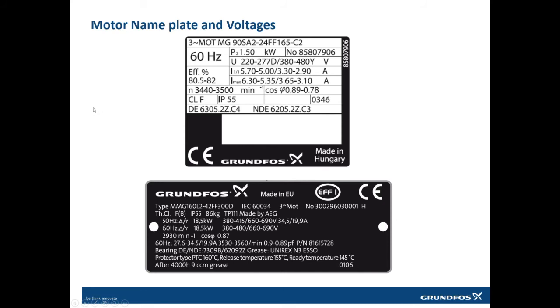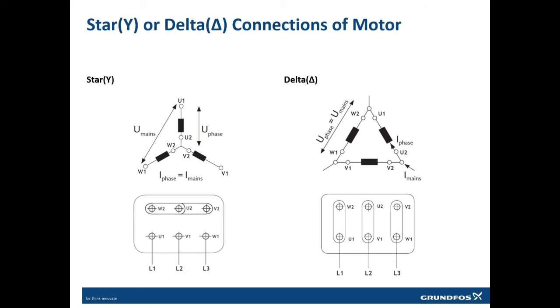Now if you see a motor nameplate, you will find something interesting, that the same motor is mentioned to have 220 volts and 380 volts. How come it is possible to connect the same motor, because this nameplate is for the same motor which is 1.5 kilowatt, to have two different voltages, or even, in this case, 380 and 660? How come it is possible to have the same motor but with two different voltages? Now this is possible with the way the motor is constructed.